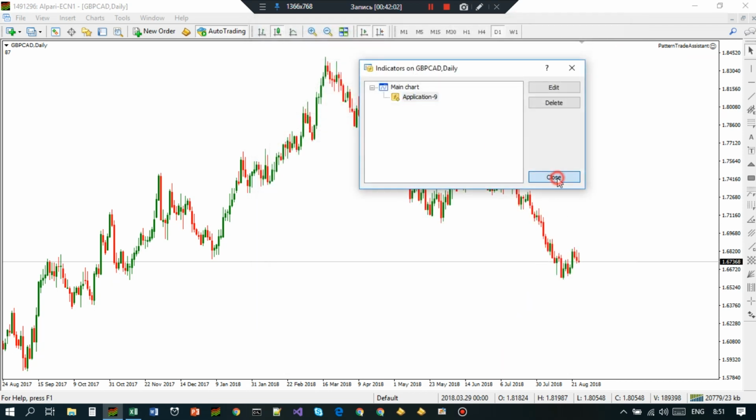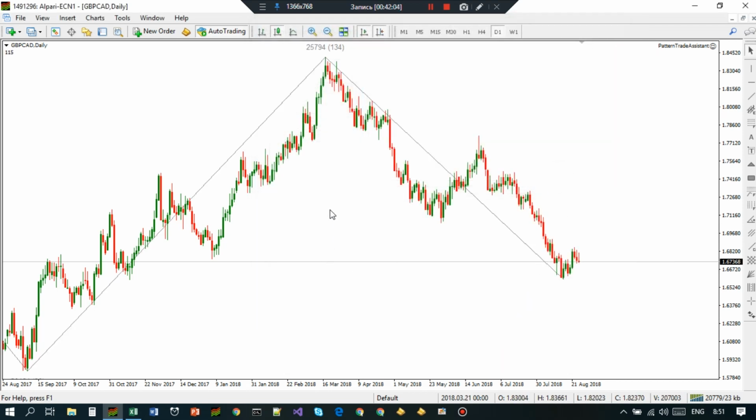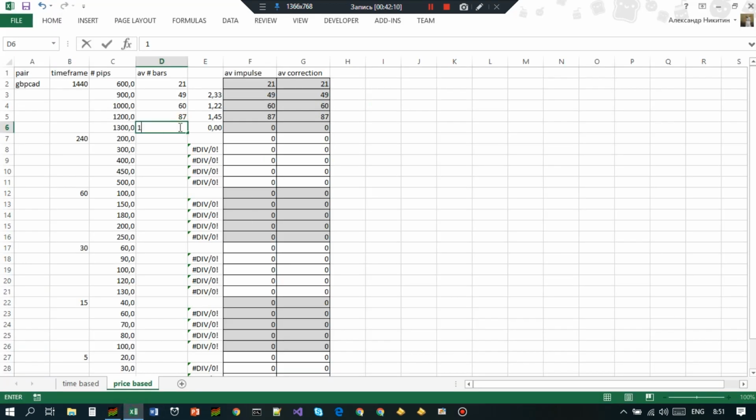103,000 pips. Sorry, 1,300 pips gives us 115 bars. As we see, the time correlation between the algorithms is not that, at least I don't see that pattern here. It was the greatest, then it becomes smaller, and then it is greatest here, smaller here, then greater here, then smaller here. I don't see a pattern here.